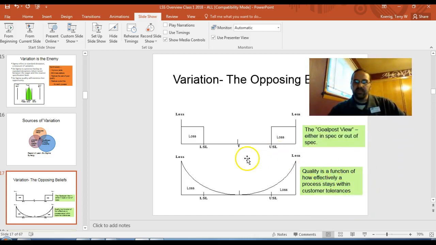So, opposing beliefs: the goalpost view versus the natural curve. You know, in is in, upper spec, lower spec, versus measuring how well a quality function, how effectively a process stays within the tolerances.